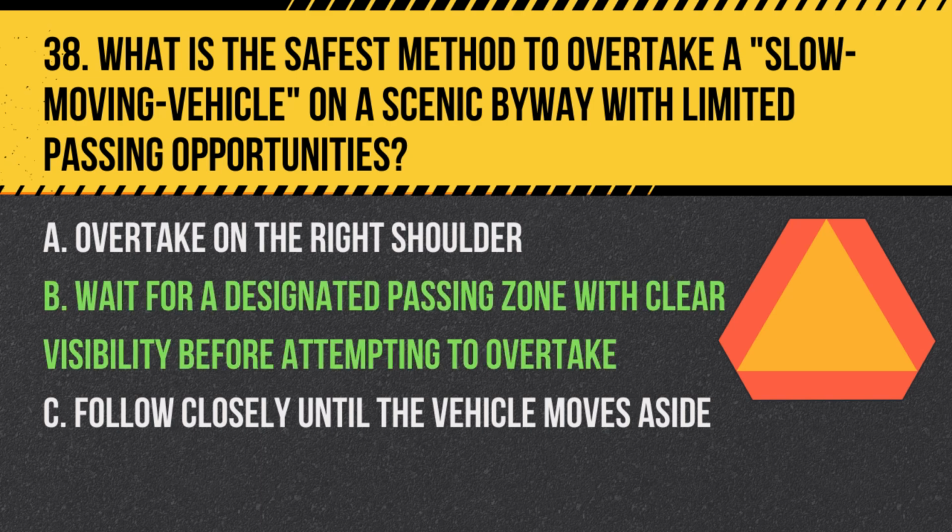Answer. B. Wait for a designated passing zone with clear visibility before attempting to overtake. On scenic byways with limited passing opportunities, safety is paramount. Waiting for a designated passing zone ensures that overtaking is done safely, with clear visibility of oncoming traffic.